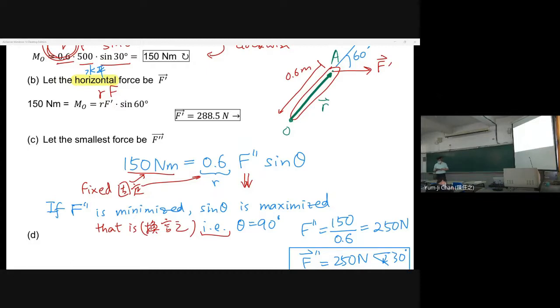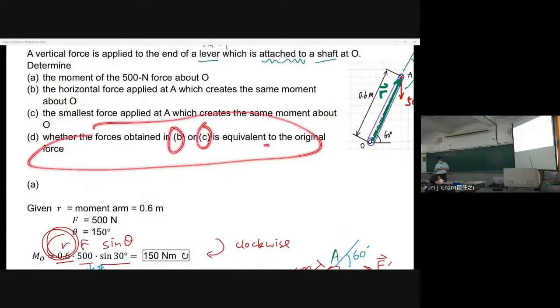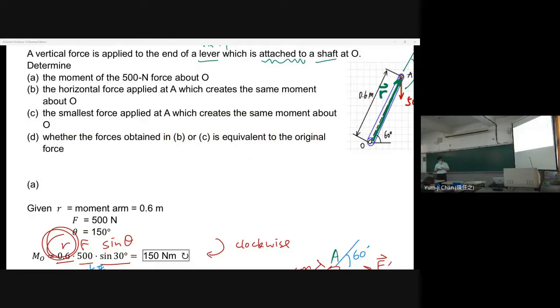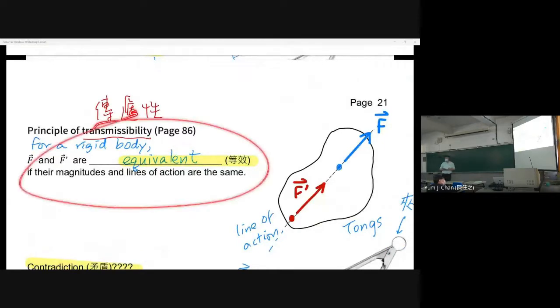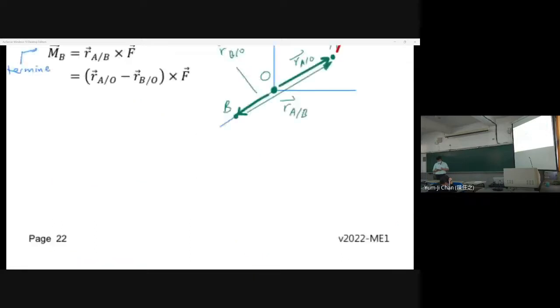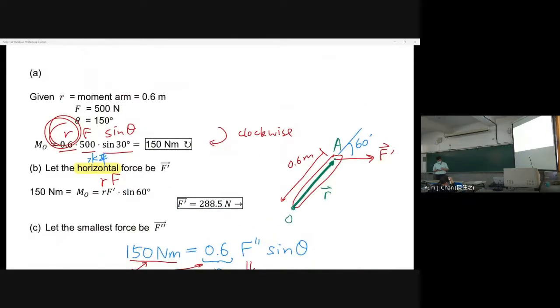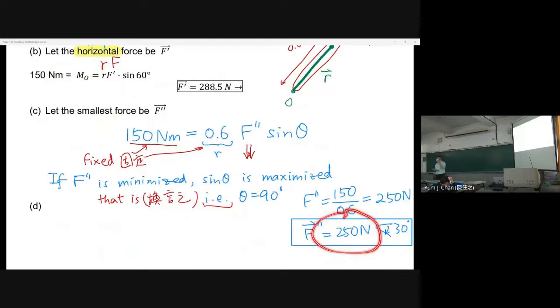For part D, you need to answer, let me go to the question: whether the forces obtained from B or C are equivalent to the original force. Equivalent is here, on page 21, this one. The forces' magnitudes and lines of action are the same, so these forces are equivalent. So are these forces in A, B, and C equivalent? No, because their magnitudes are different.